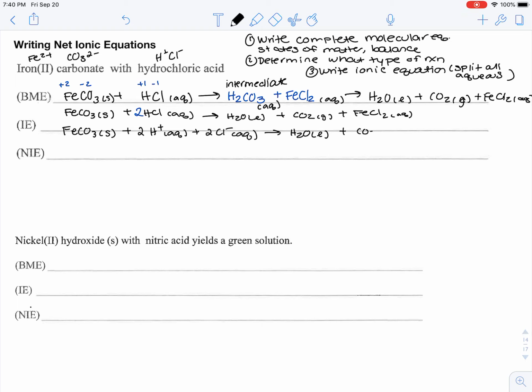Carbon dioxide gas, the molecules are all over the place. The gases escape, but it's not forming into ions. And then iron 2 chloride, that's an aqueous compound that splits up into ions in solution. So we split that up into iron 2 plus and 2 chlorine minus. And now, cancel out spectators.